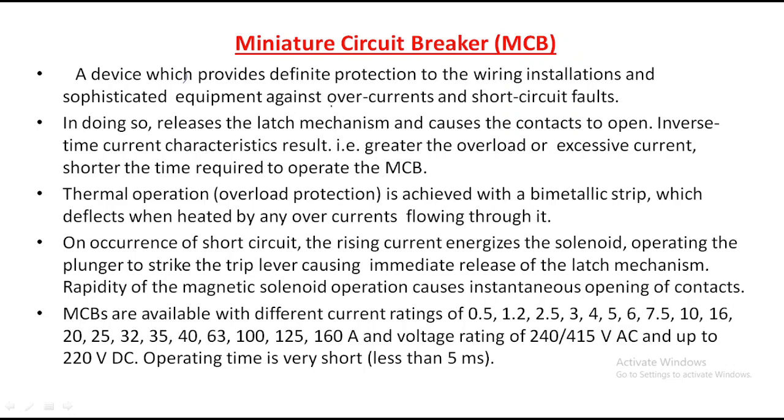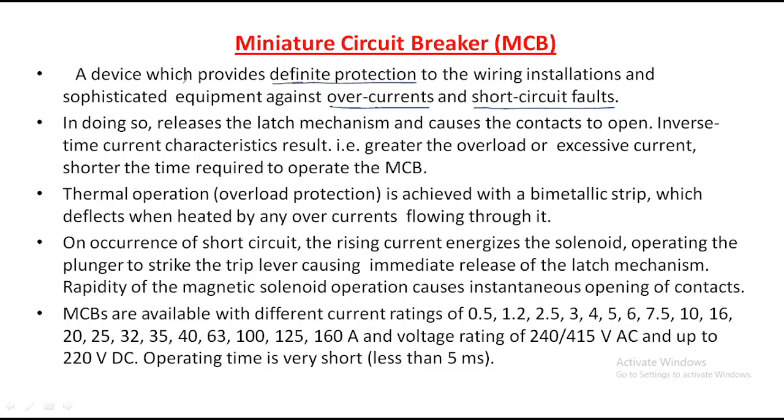Overcurrent means the current is more than the rated current. Short circuit means whenever the supply is short circuited, it will get a fault. Fault means it gets more current. It can give definite protection against these problems, these overcurrent and short circuit faults.